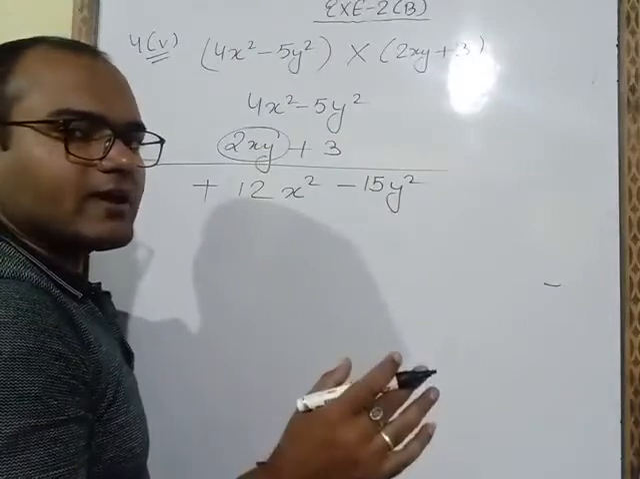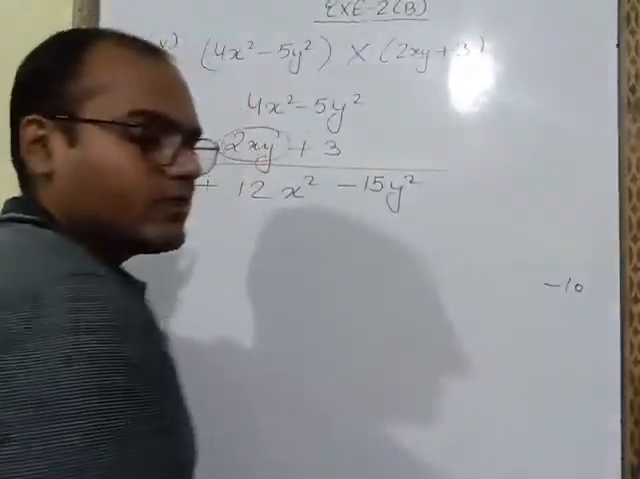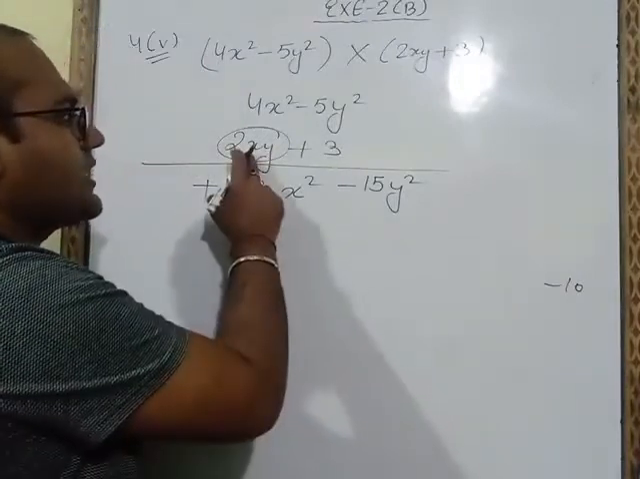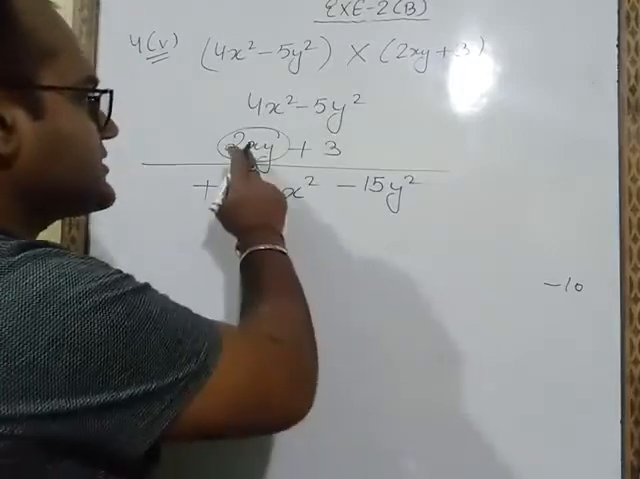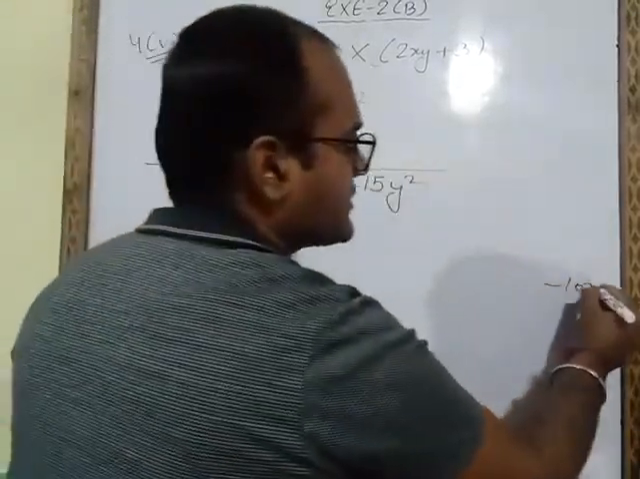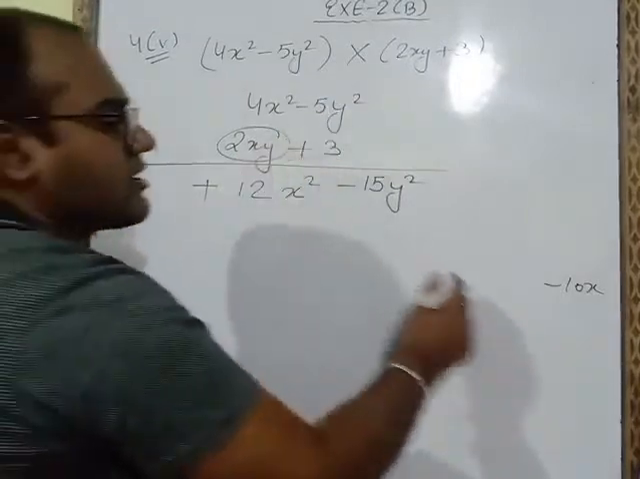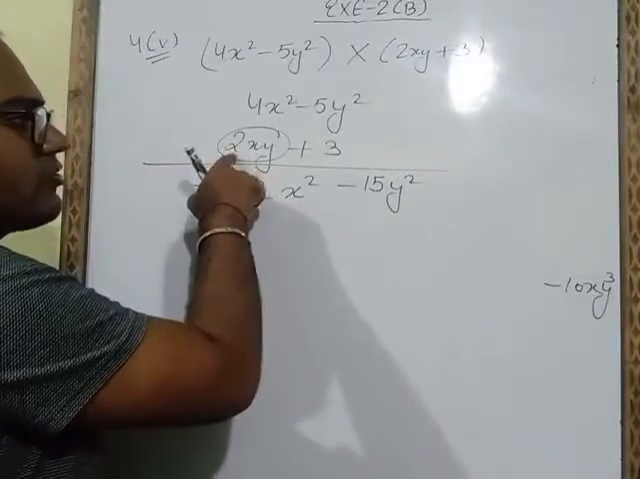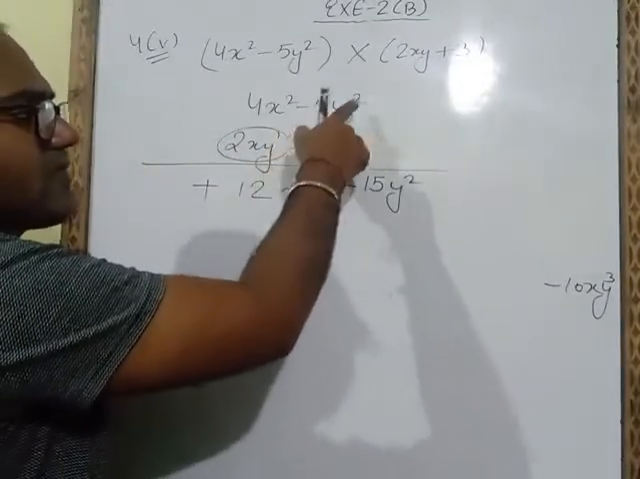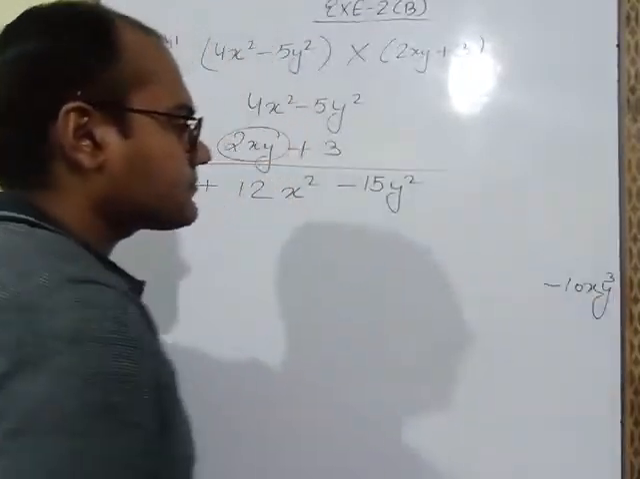We have to multiply numbers. 2 multiply 5, 10. Now we will multiply alphabet. x, y into y square when we will do. x is single, no other x is there, so we will write x as it is. y into y square will become y power 3. So on multiplying 2xy with minus 5y square, we will get minus 10xy cube.